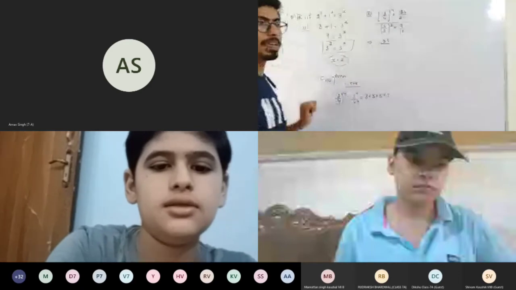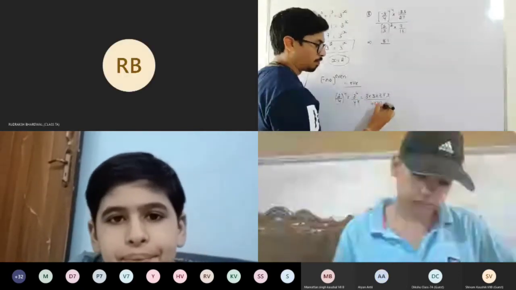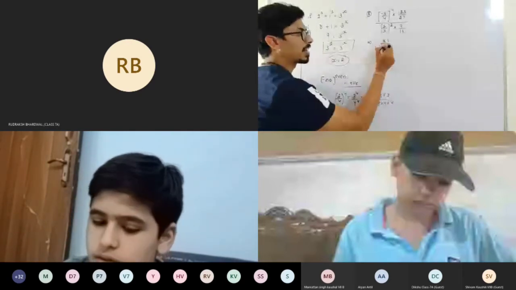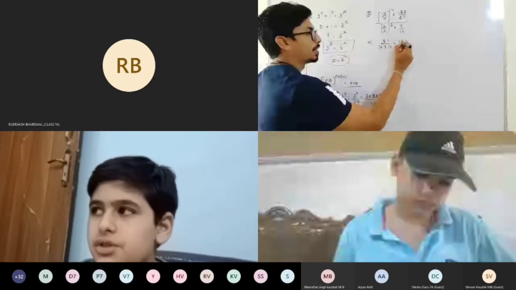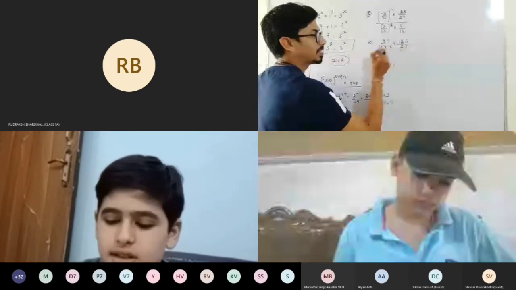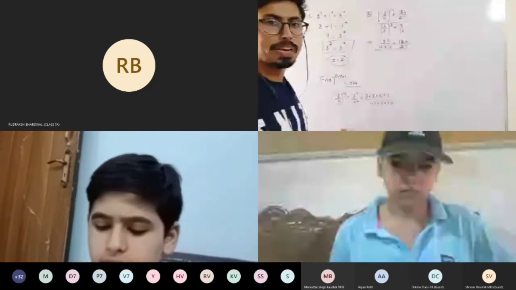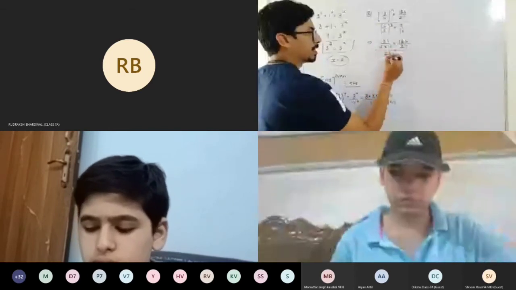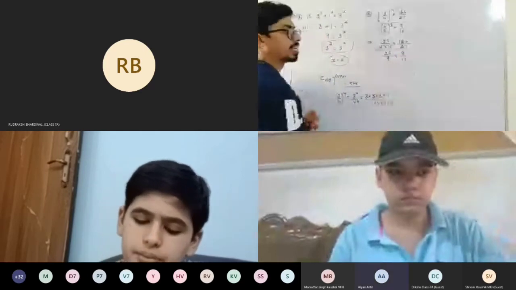4 raised to the power 4 means 4 into 4 into 4 into 4. 4 fours are 16, 16, I can write it like this, 16 into 16. No need to multiply them. 125, this 27 as it is, upon 5 by 3 whole square. 5 by 3 whole square means 5 raised to power 2, 25, 3 raised to power 2, 9. This 9 and 16 as it is.